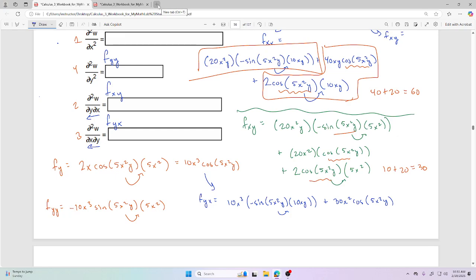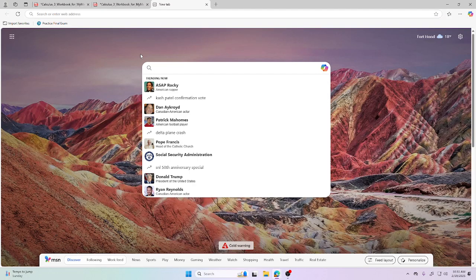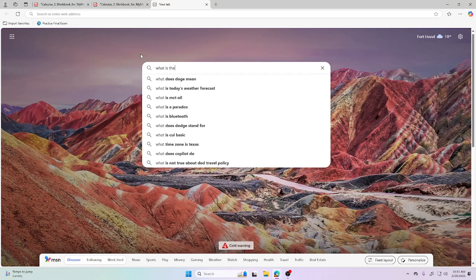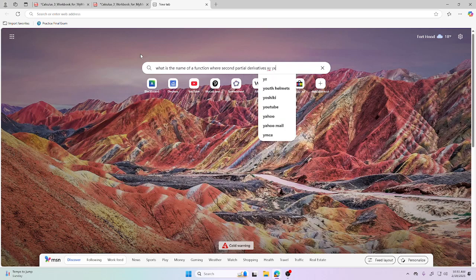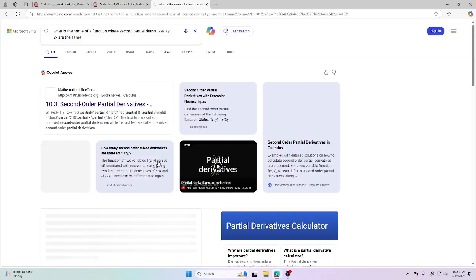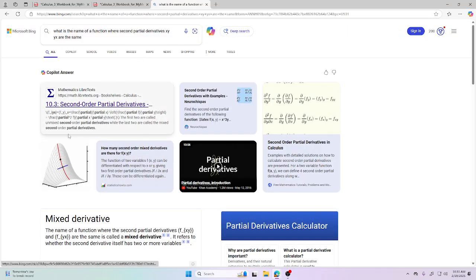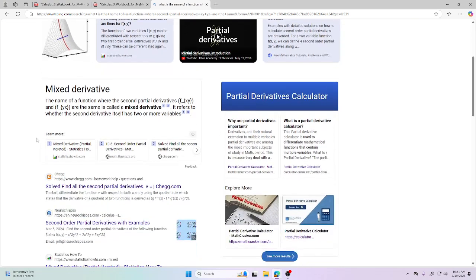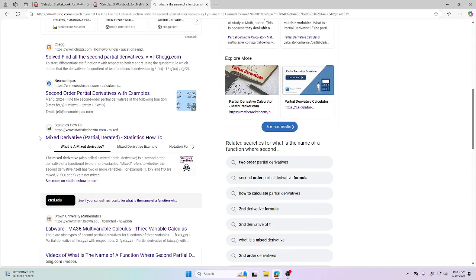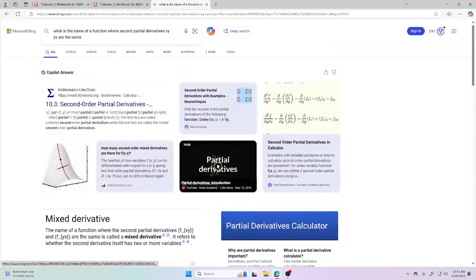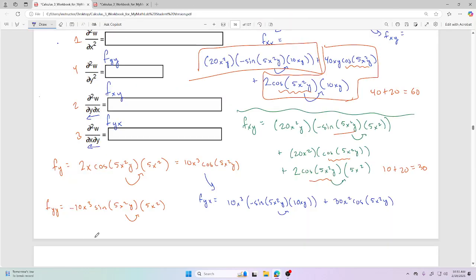Or y'all, do you mind real quick? I'm going to search it. What is the name of a function where second partial derivatives x, y, y, x are the same? Isn't there like a name for it? I mean, it'd have to just pop. You know what I mean? There's like a name for it. I don't know. I'll try to figure it out later. That's your homework. Go look it up.